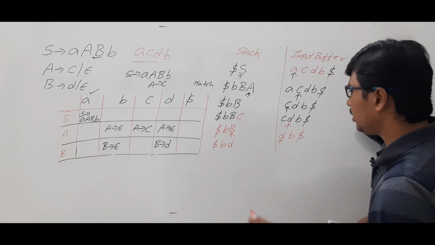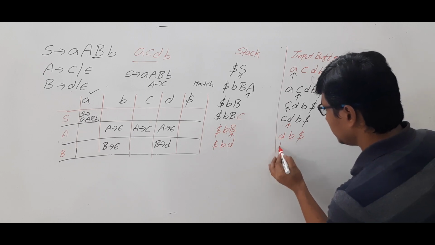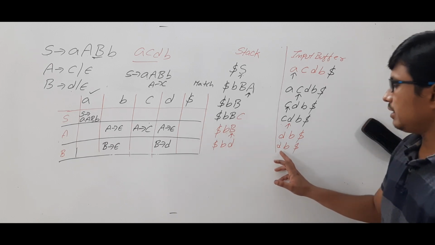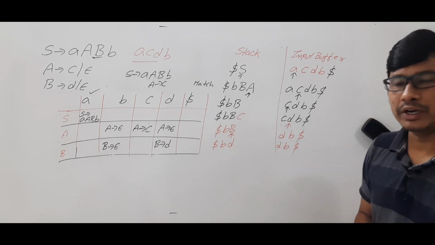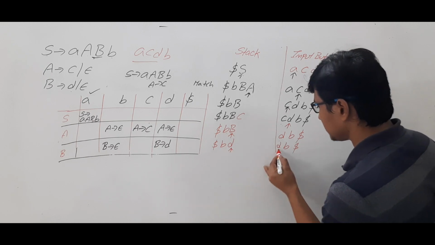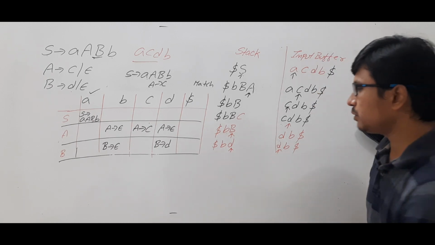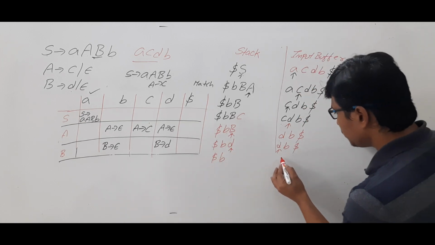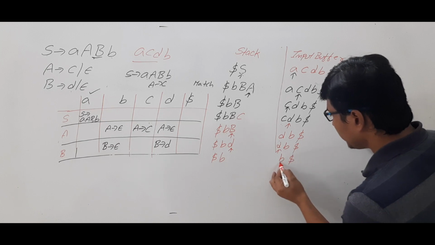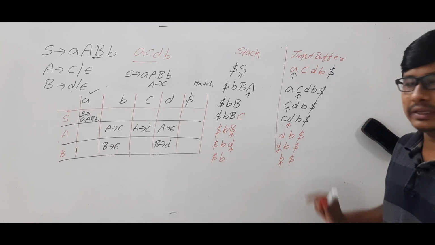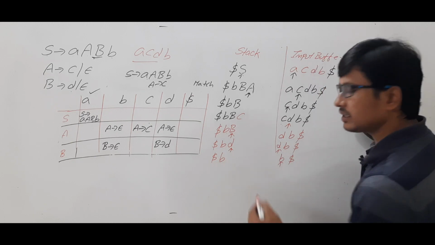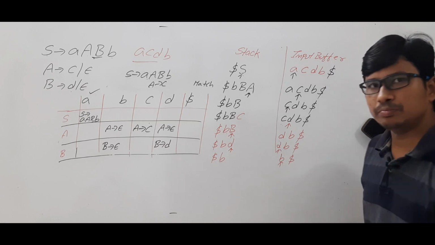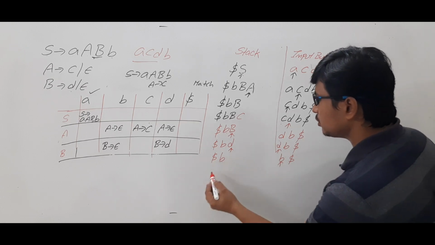Is it clear? Now if you look at it, your stack symbol is D and your input buffer is pointing to D. Again there is a match. If there is a match, what should I do? I have to pop this D, okay, and your input pointer is pointing to B. Now if you look at it, again there is a match. Am I right? Because B is a terminal here and it is also B. So there is a match. Again you will pop it.